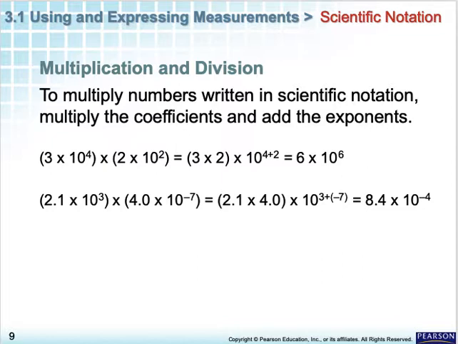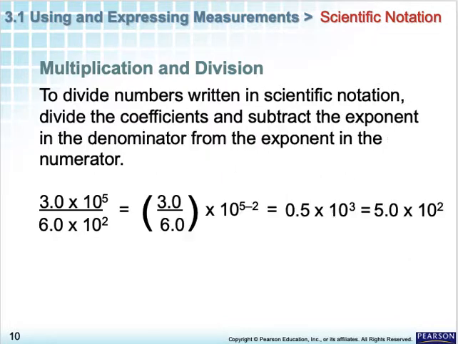What if when we multiply two numbers together, we get a decimal? That's fine. Keep the decimal, 8.4, when we multiply 2.1 times 4.0. In this case, we have 3 plus a negative 7, and that's going to give us negative 4. So we just add those exponents. When we divide the numbers, we subtract the exponents. So it's pretty straightforward as well.